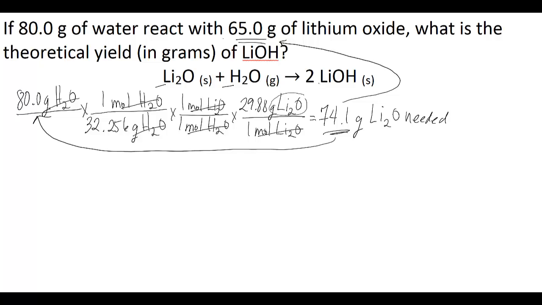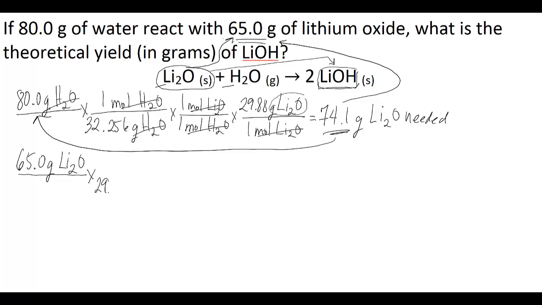So the product in this case is lithium hydroxide. We're going to use 65 grams of the lithium oxide, which is what we're given because lithium oxide is the limiting reactant, to figure out the theoretical yield of lithium hydroxide in grams. So we're going to have to relate those two through moles using the reaction stoichiometry. Let's start with what we know. You have 65.0 grams of lithium oxide to work with because that's your limiting reactant, and you want to relate the two through moles.